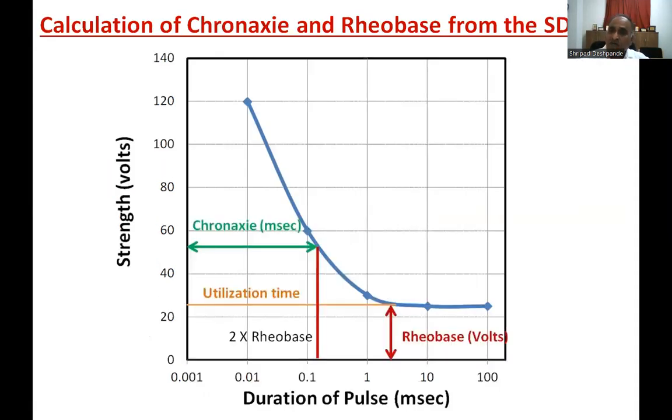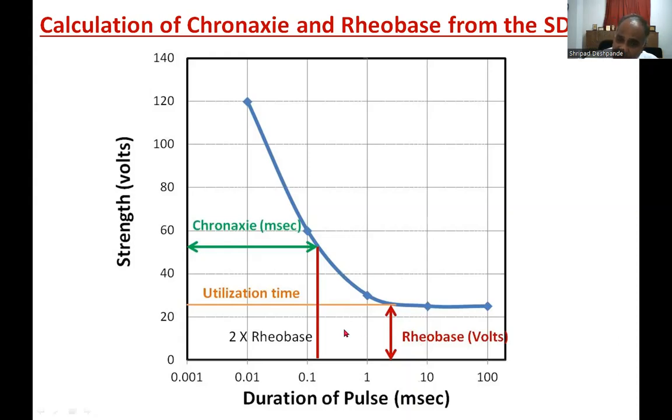Now, moving on, what are the various components of the strength duration curve? In the strength duration curve, the first point we want to find out is the Rho base. Rho base is the minimum voltage that, when passed for adequate time, is able to excite the membrane. That's the first component of the strength duration curve, in terms of the voltage.